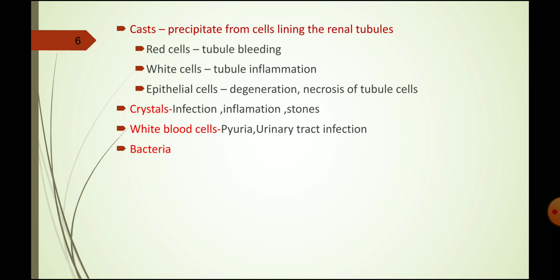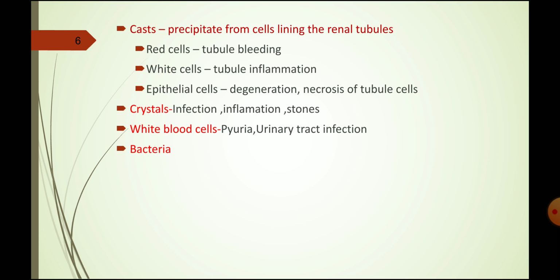Okay. Now what are casts? Casts are precipitated from the cells lining the renal tubules, and they may appear in microscopy. Those containing RBCs are called red cell casts, and they are usually present when there is tubular bleeding. White cell casts are seen in tubular inflammation, and epithelial cell casts are seen in degeneration and necrosis of the tubule cells. Then there may be crystals. Crystals may be seen in infection and inflammation, and also if there are any stones. Usually uric acid crystals and calcium oxalate crystals can be seen. So by that you can get an idea about what type of stone is present in the ureter or kidney.